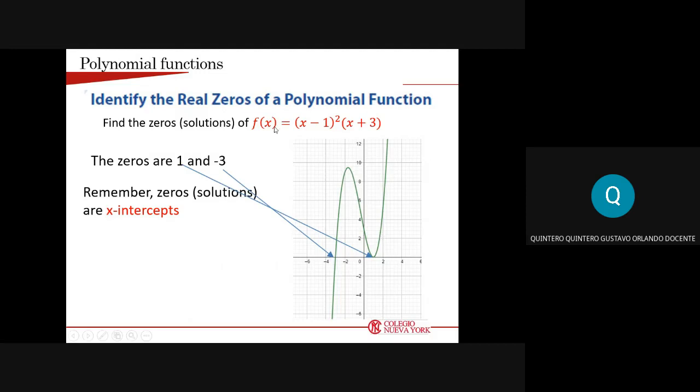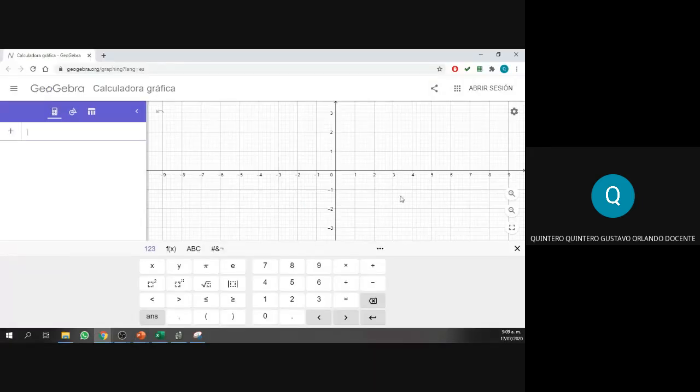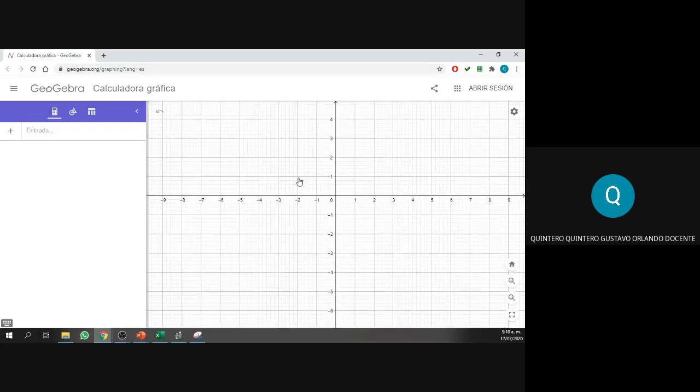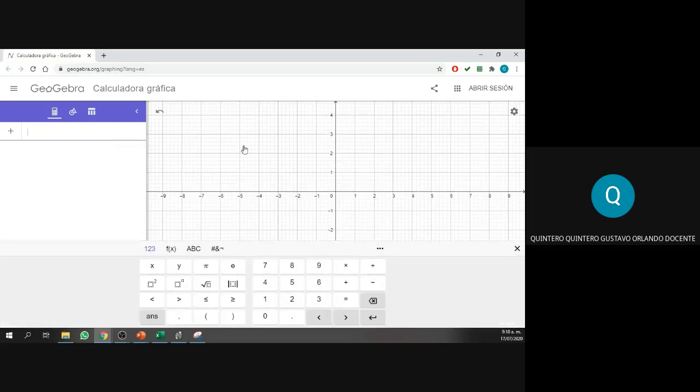So I promised you I was going to teach you how to do this by hand and also by the graph, by the calculator. So I'm going to show it to you first in GeoGebra because I love GeoGebra. I feel like if you have access to that, you should use it, all right? This is a lot better than the graphing tool of your calculator. But if you cannot use this, I'll show you how to do it in the calculator then. By the way, how do you access this?